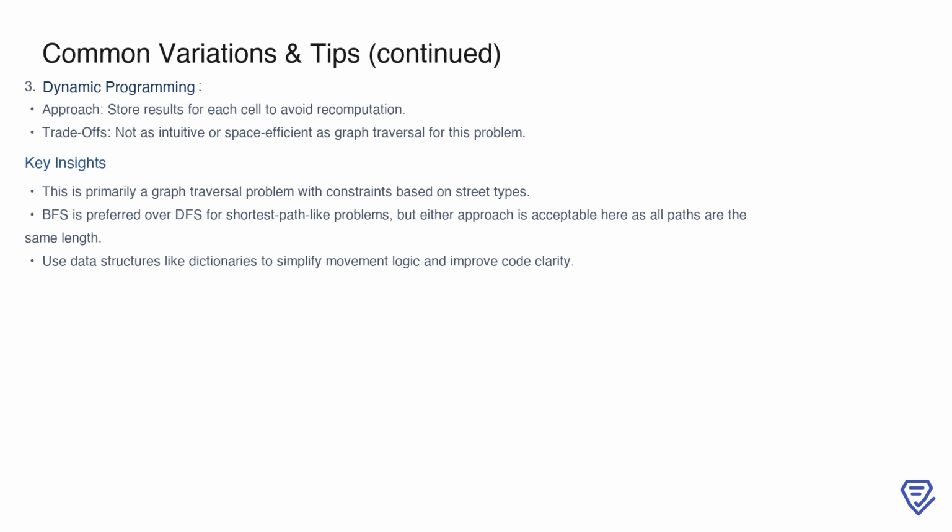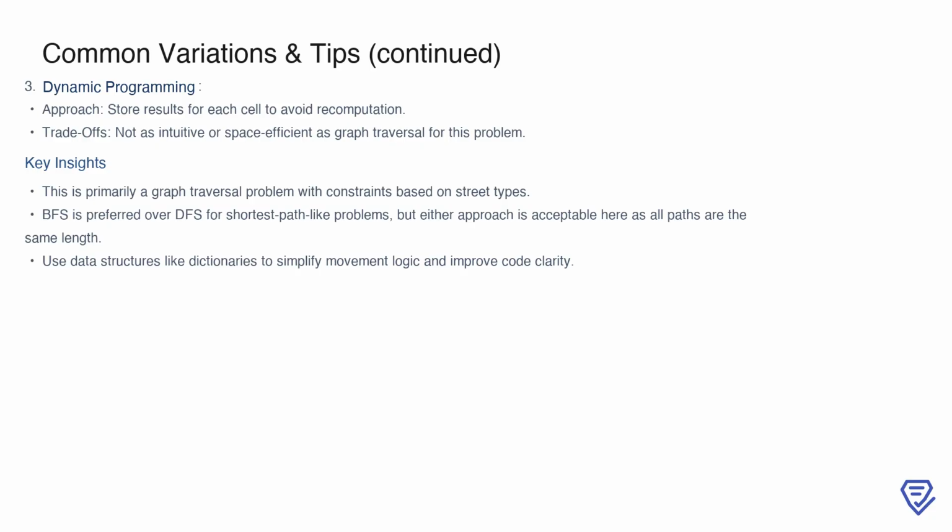Dynamic programming is another approach you might consider. Here, you store results for each cell to avoid recomputation. However, this method is generally less intuitive and not as space-efficient as graph traversal for this particular problem.